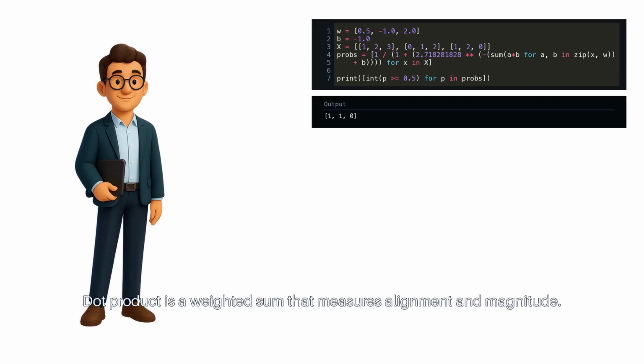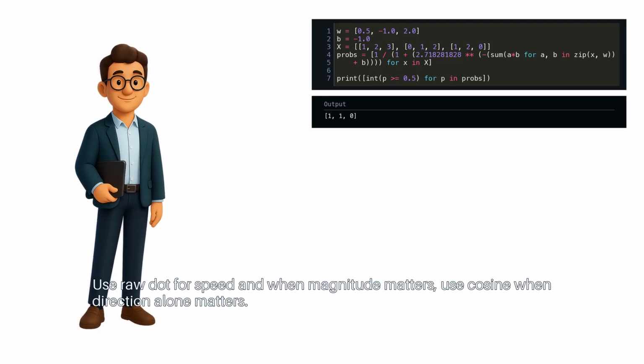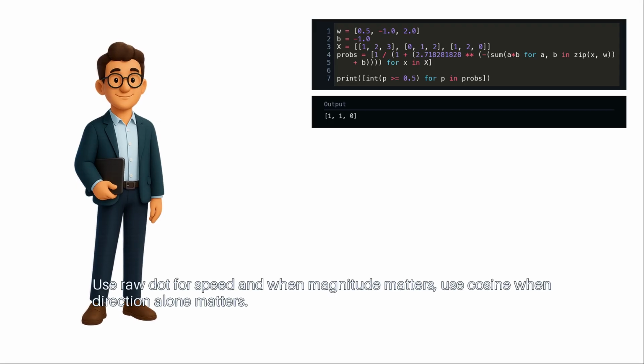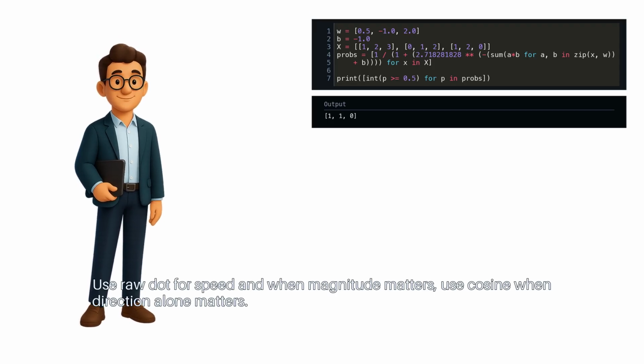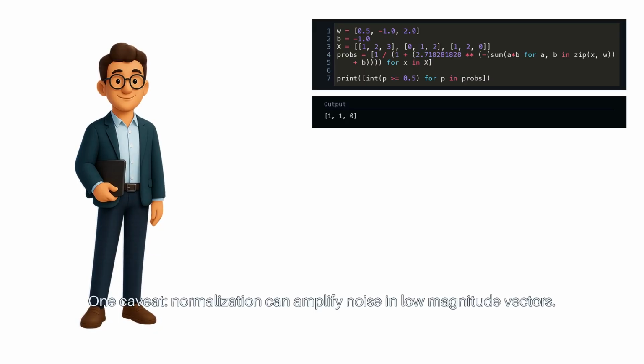Recap! Dot product is a weighted sum that measures alignment and magnitude. Use raw dot for speed and when magnitude matters. Use cosine when direction alone matters. One caveat, normalization can amplify noise in low magnitude vectors.